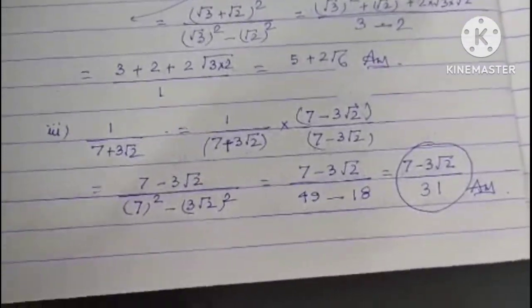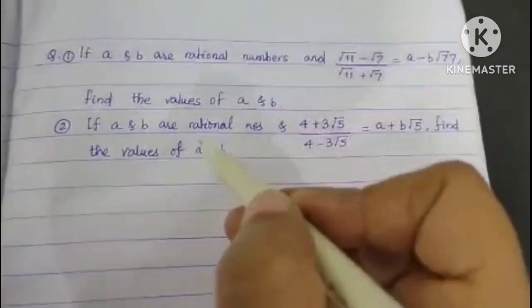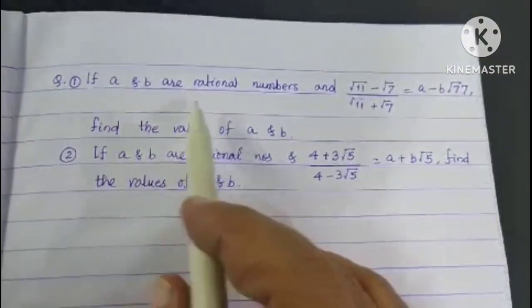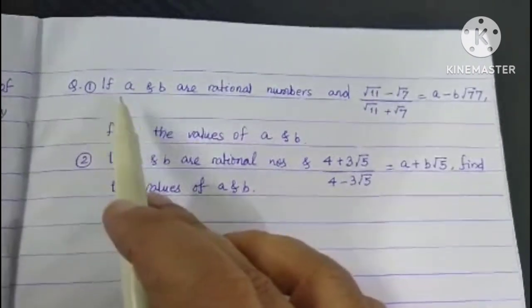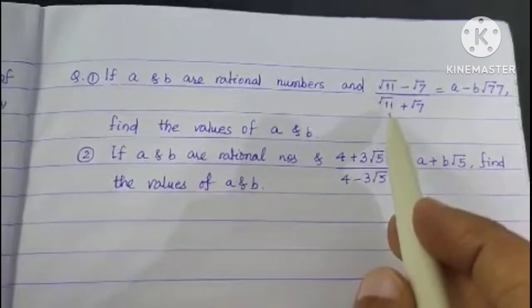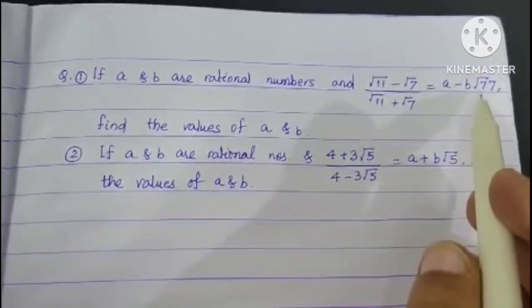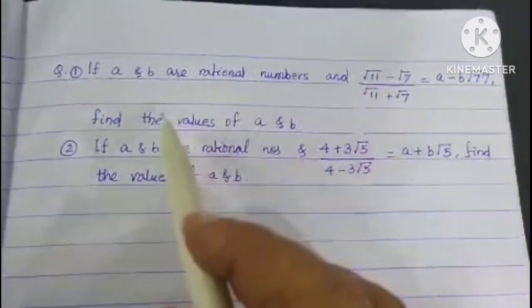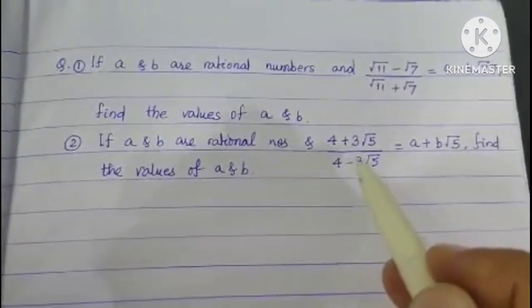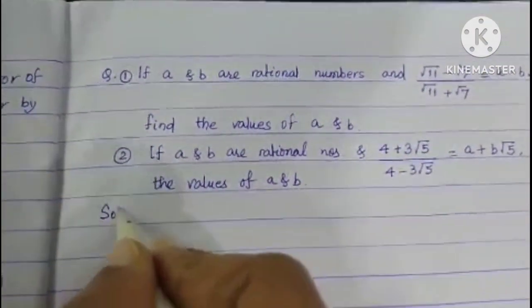Okay, let's move on to the next topic. Now I have taken two questions of the same type but with different calculations. The first question is: if a and b are rational numbers and (root 11 minus root 7) divided by (root 11 plus root 7) is equal to a minus b root 77, find the values of a and b. The second question is also the same, but only the numbers are different, so we will solve both problems.